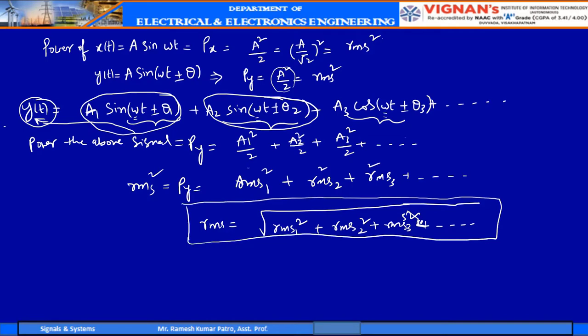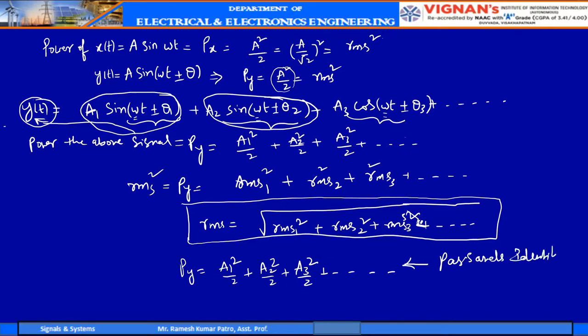And here this identity, the power of y is equal to a1 square by 2 plus a2 square by 2 plus a3 square by 2 plus so on. This is Parseval's identity for periodic signals. We will see it in detail while discussing the Fourier series and Fourier transforms.